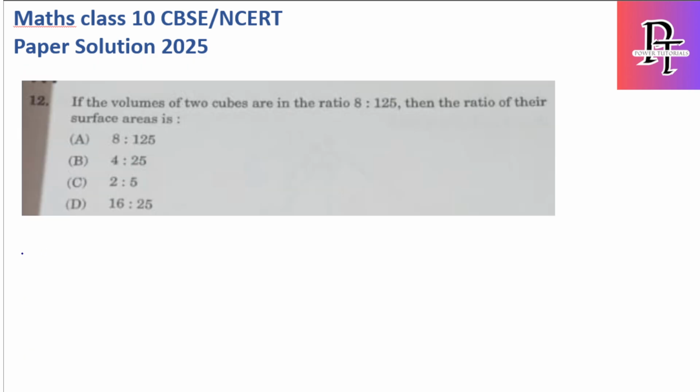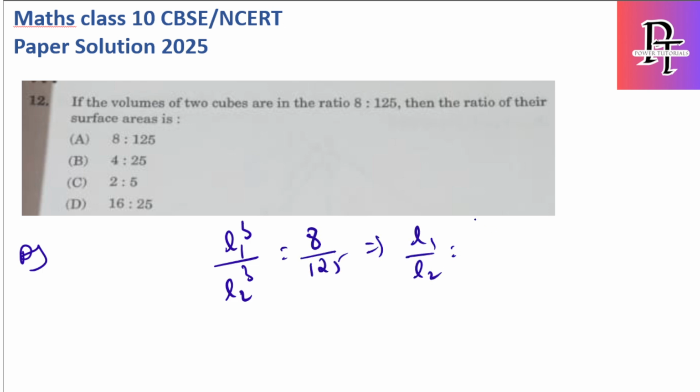Next, move to 12th. The volume of two cubes is in the ratio 8:125. Okay, I can say volume of a cube is L cube. So L1 cube by L2 cube is equal to 8 by 125. So simply L1 by L2, I can say it is the cube root of 8, which is 2, and the cube root of 125 is 5. So L1 by L2, I got it as 2 by 5.